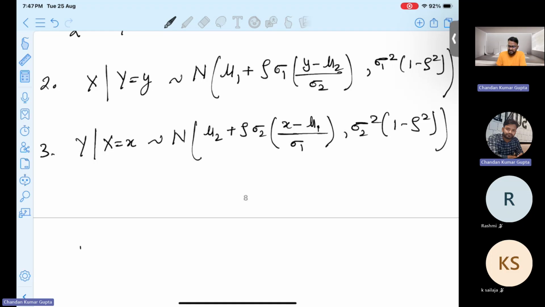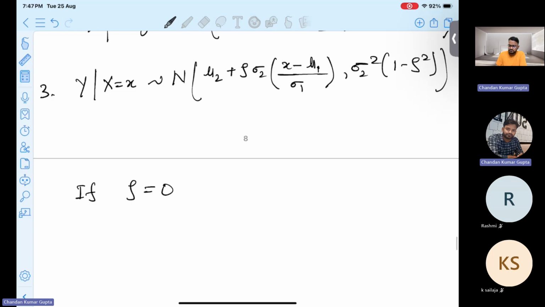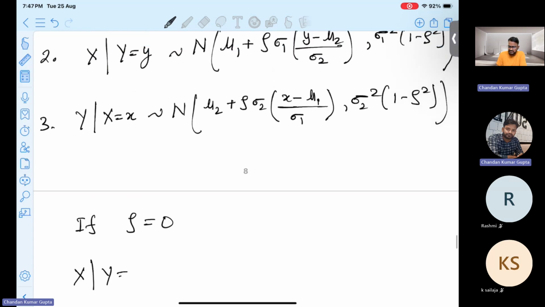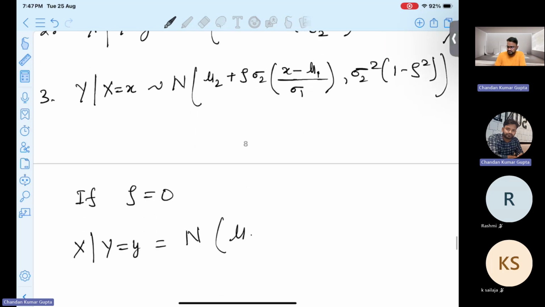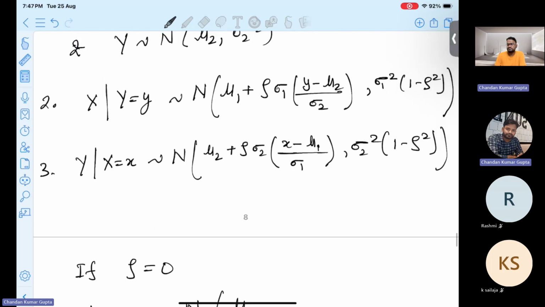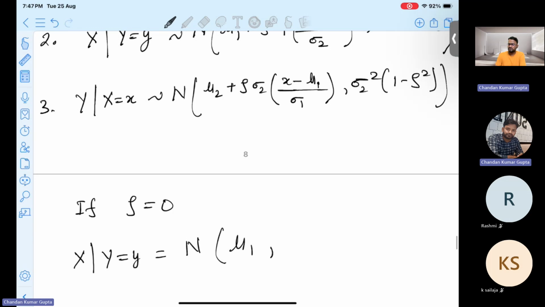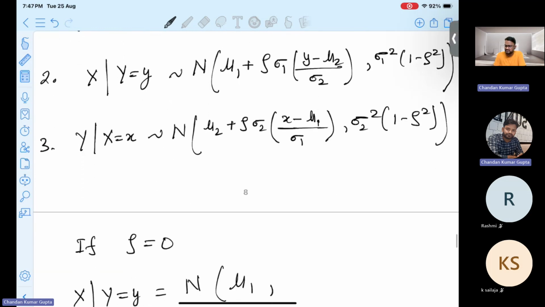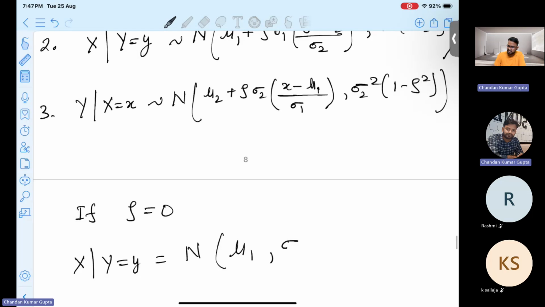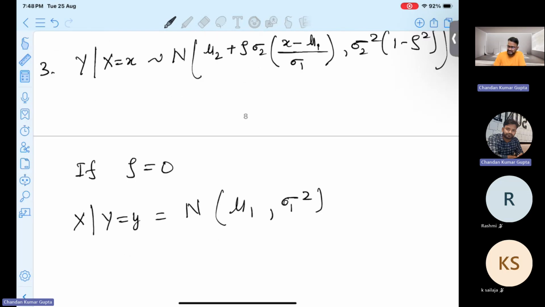That is obviously what you can take. If rho equals 0, then what does x given y equal to y become? It becomes normal with mean mu1 plus sigma times a term that comes out to be 0, and variance sigma 1 squared times (1 minus 0), which is sigma 1 squared, which is actually nothing but the random variable x. So this is the case.